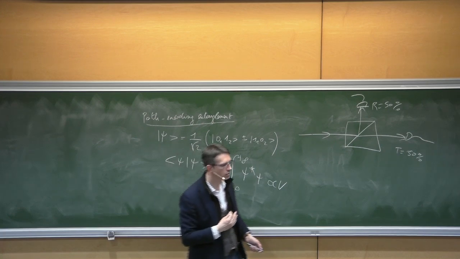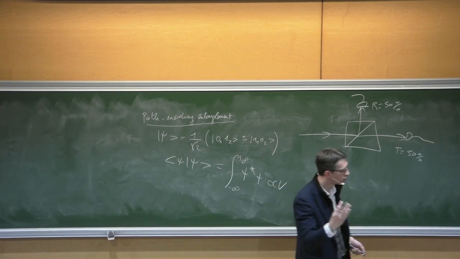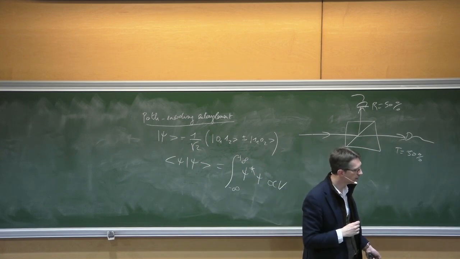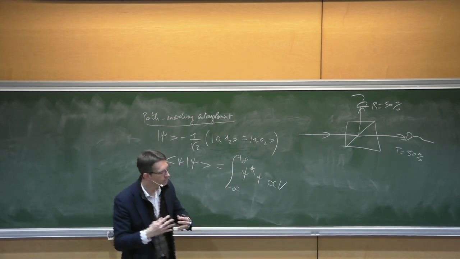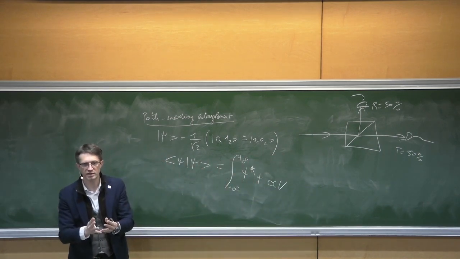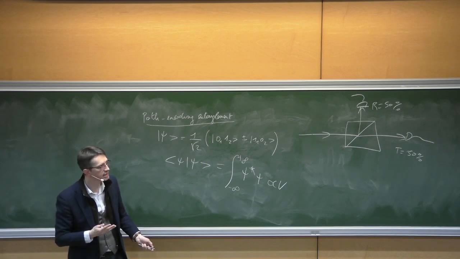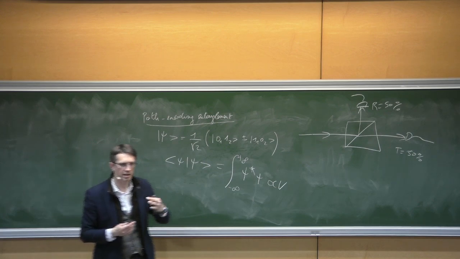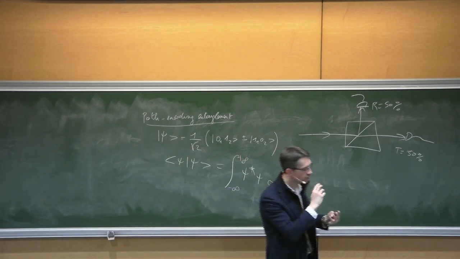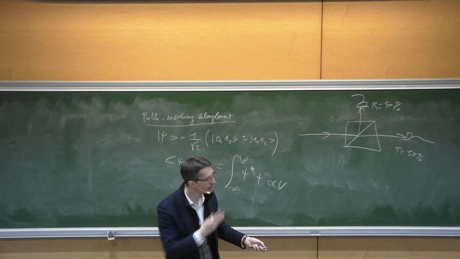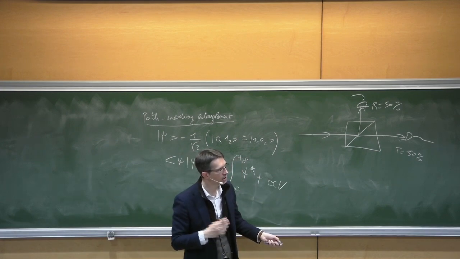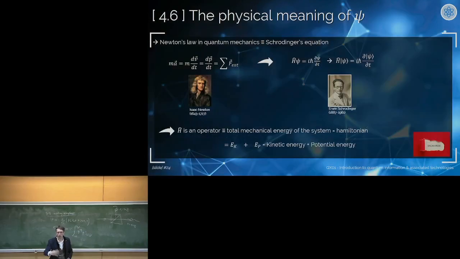And the total mechanical energy of the system is the sum of two energies. It's the sum of the kinetic energy and the potential energy. And these two provide the total energy of the system. And in quantum mechanics, Schrodinger's equation basically tells you that if I know the total energy of the system, I know exactly what's going to happen to my system. So I know exactly through Schrodinger's equation how my wave function is going to be transformed or changed as a function of time. So that's the physical meaning.